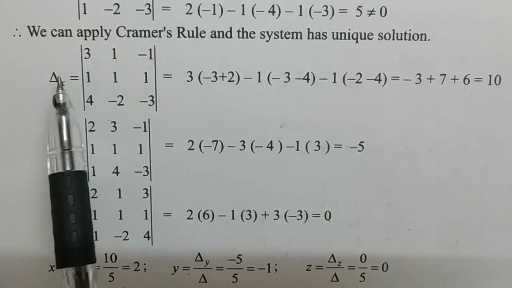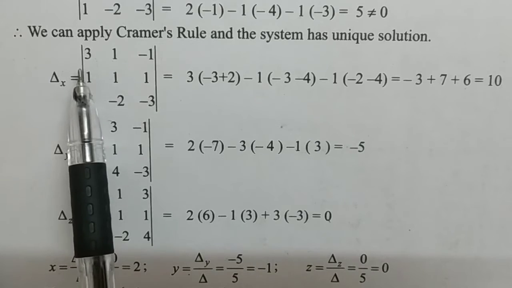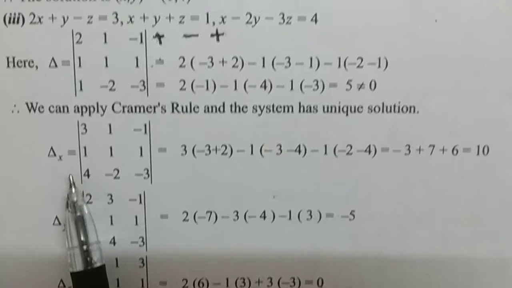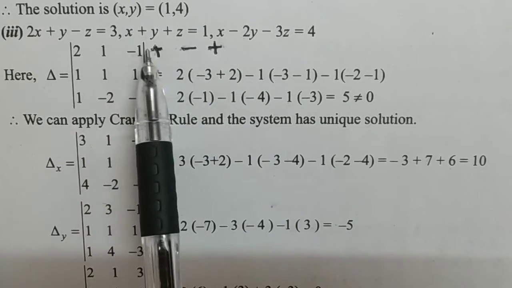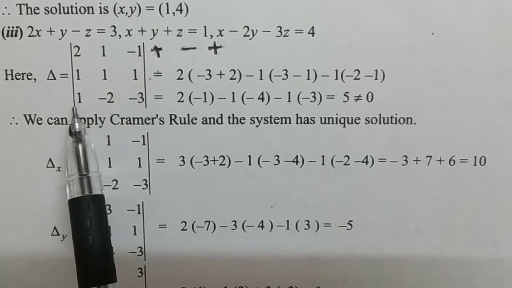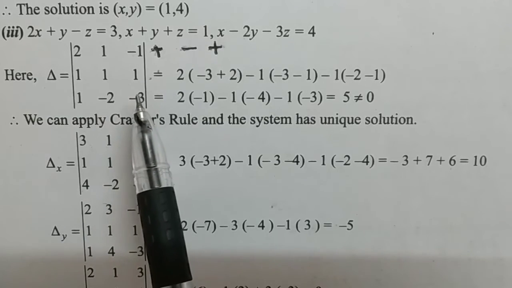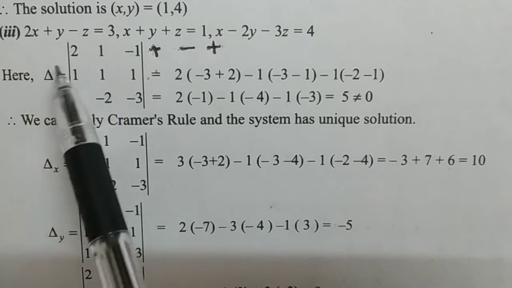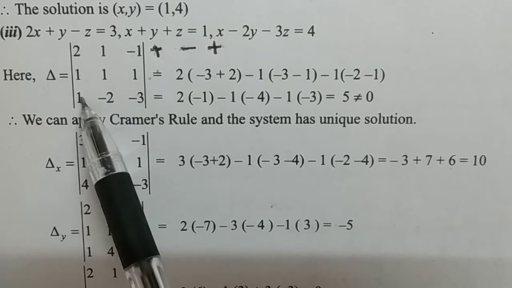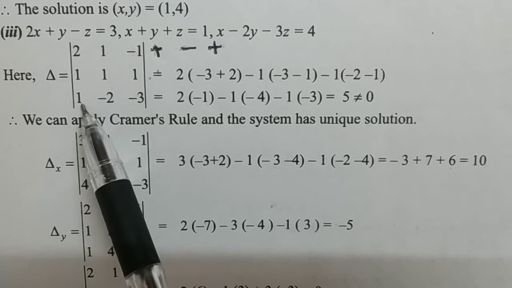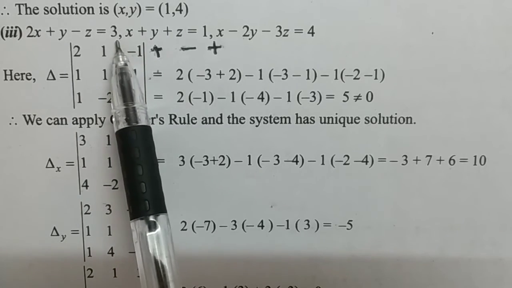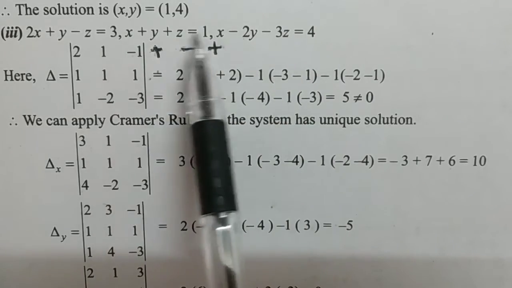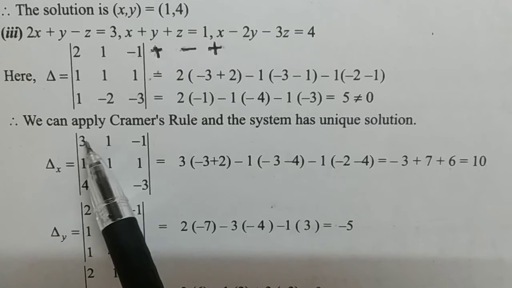So delta x equals what? In delta x, replace the first column. In delta, we have 2, 1, minus 1, 1, 1, 1, 1, minus 2, minus 3. How do we find the value of delta x? Delta x means replace the first column. Instead of the first column, put in the constant terms. What are the constant terms given here? 3, 1, 4. Replace the first column with 3, 1, 4.